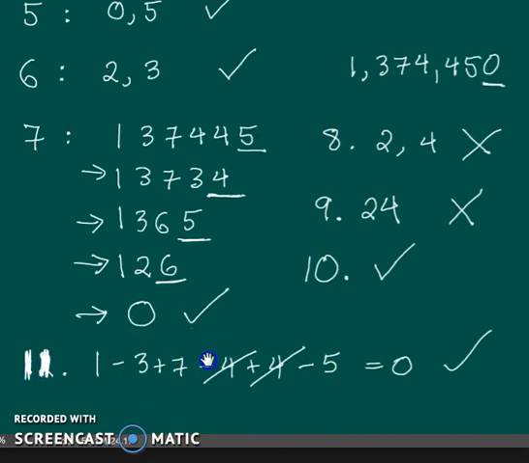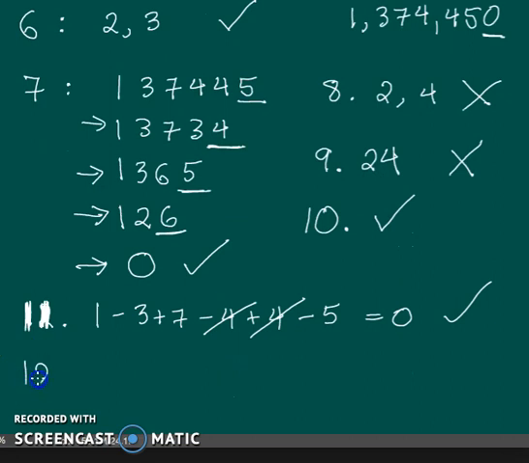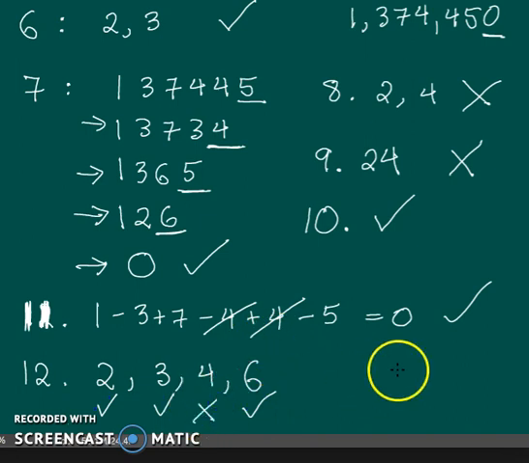Okay, now we're moving on to 12. For the number to be divisible by 12, it has to be divisible by 2, 3, 4, and 6. Well, I know it's divisible by 2, 3, and 6, but it's not divisible by 4, so it can't be divisible by 12 either.